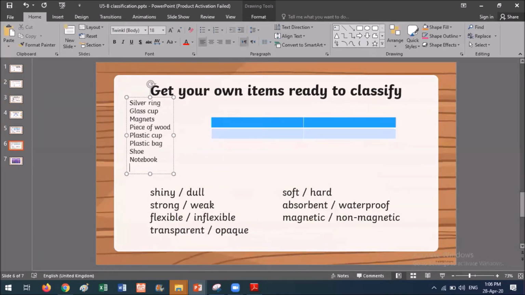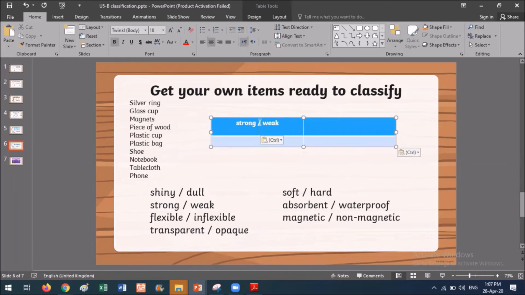I have fabric. Okay. What kind of fabric is it? Is it a t-shirt? Is it some pants? It's like the thing you put on the table. Oh, tablecloth. The last thing is my phone. Phone. Excellent. Now, which properties would you like to choose to classify them? Strong and weak. Okay, so we're going to take strong and weak and put them as the title. So one side is strong and the other side is weak. So let's start to classify them, please, Lily.